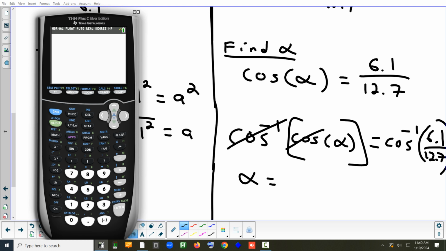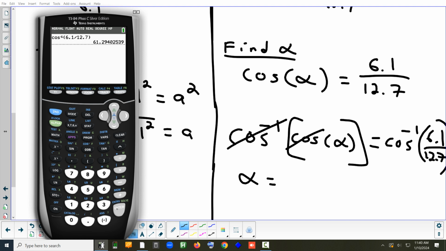To do inverse cosine on the calculator, press second, and then press the cosine button. That's how you do inverse trig. Press second, and then the trig button. So we need 6.1 over 12.7.